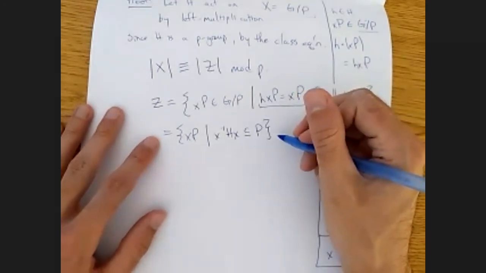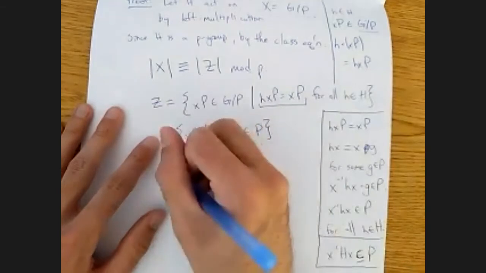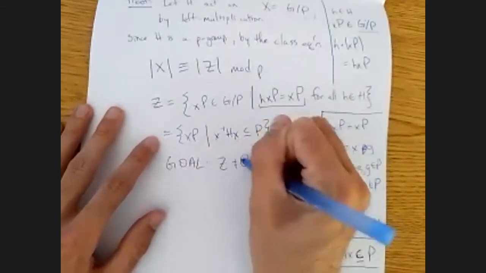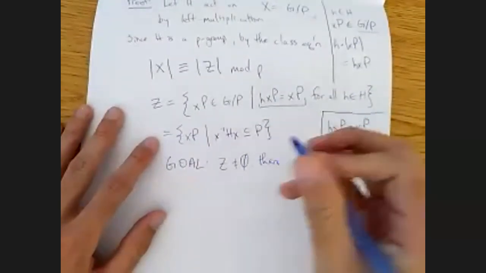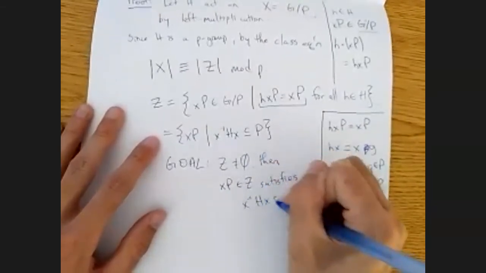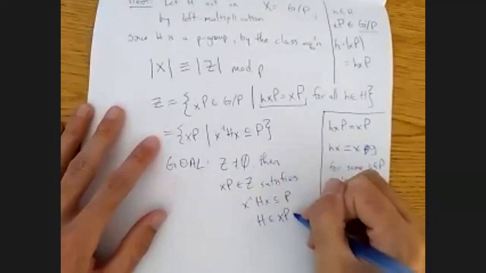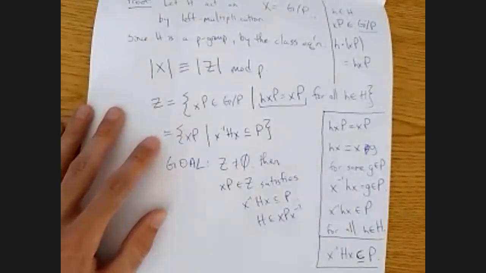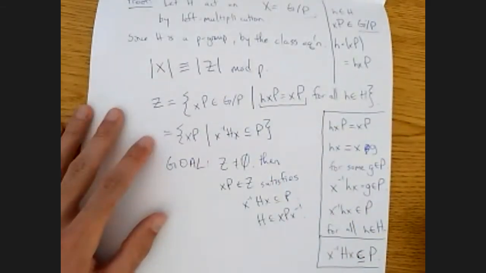Now our goal is to show that Z is non-empty. If it's non-empty, then xP in Z satisfies x inverse Hx is a subset of P. In other words, H is a subset of xPx inverse, which is what we wanted to show, right? So if we can just prove that Z is non-empty, then we're done. One way to prove that Z is non-empty is to prove that its size is not equal to 0. One way to prove that is to prove that it's not congruent to 0 mod p.